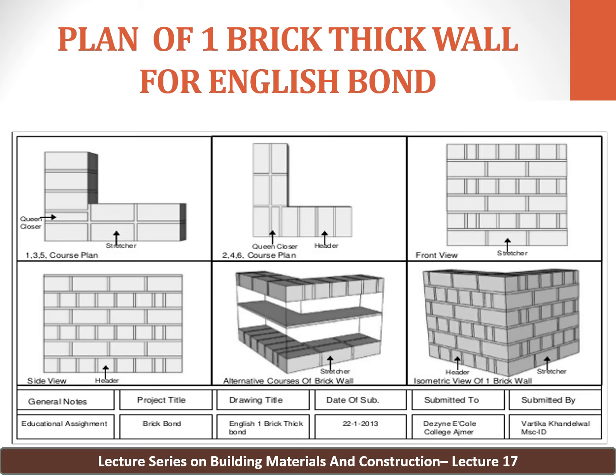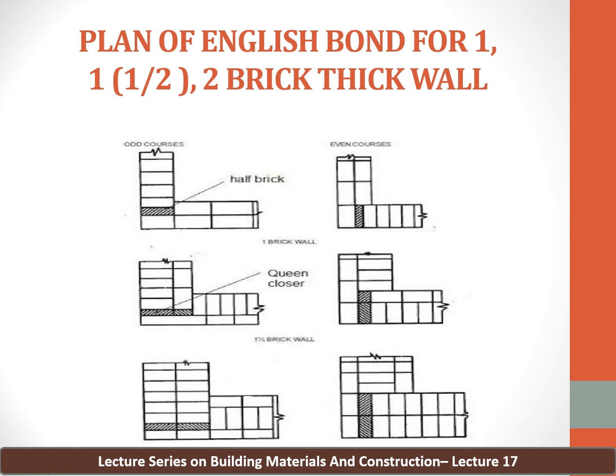Since the number of vertical joints in the header course is twice the number of vertical joints in the stretcher course, the joints in the header course are made thinner than the joints in the stretcher course. So these are the different plan as well as the elevation.